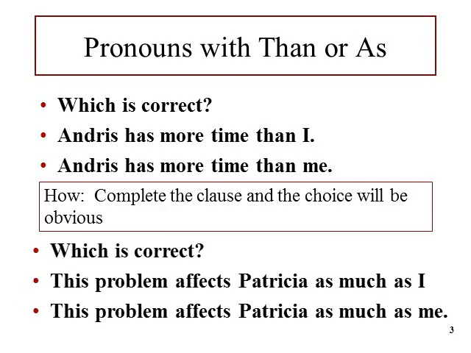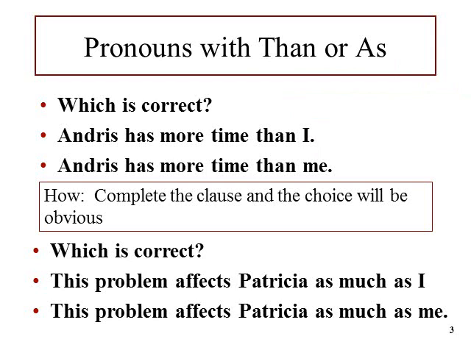You want to complete the clause by completing the sentence, and then the choice would be obvious. What do you mean by that? Well, in this top case, if we would just complete the thought, Andres has more time than I have. Andres has more time than me have. Oh, now I feel foolish saying this and realize I should always be saying that. Anytime I have a comparison with than or as, I need to complete the thought.